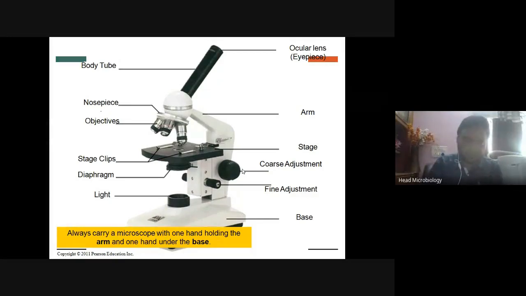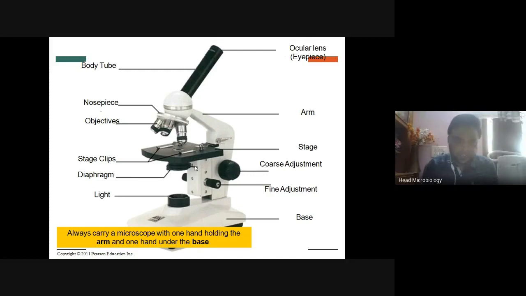There is a diaphragm at the base of this, and the diaphragm is movable. This is the clamp of the diaphragm. If you move it in the left direction, what happens? The diaphragm gets opened. And if you move it towards the right direction, the diaphragm closes the hole over there. So it controls the light that is passing through the stage.